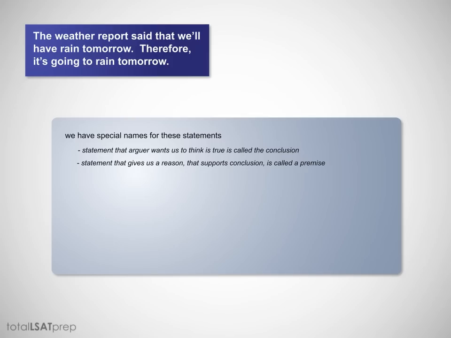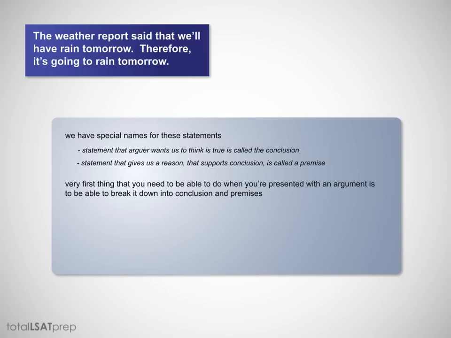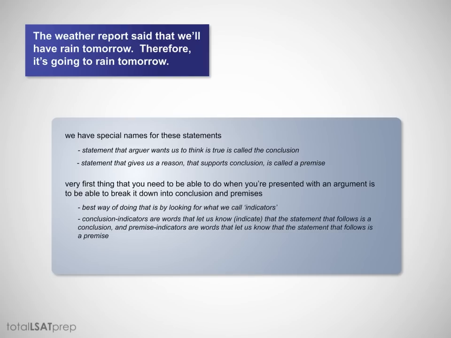So in this case, the weather report said that we'll have rain tomorrow. That's a premise. And therefore, it's going to rain tomorrow is a conclusion. The very first thing that you need to be able to do when you're presented with an argument is to be able to break it down into conclusions and premises. And the best way of doing that is by looking for what we call indicators. Conclusion indicators are words that let us know or that indicate that the statement that follows is a conclusion. And premise indicators are words that let us know that the statement that follows is a premise. Some arguments have both types of indicators, some have only one, and some don't have any.